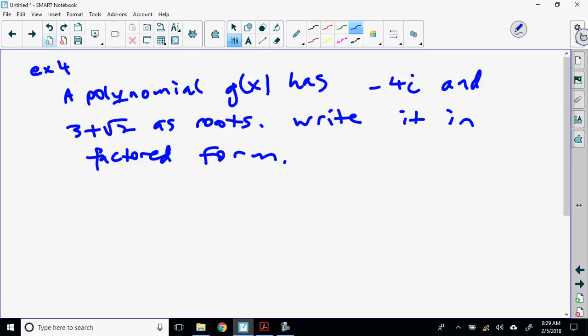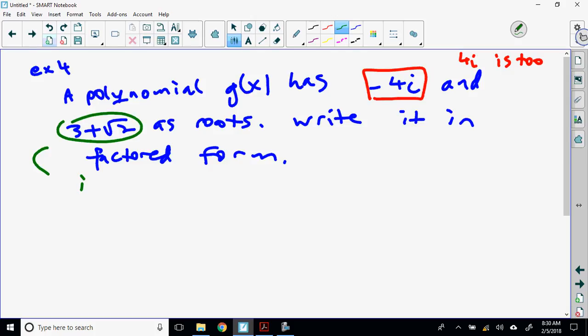Now, what's the degree of this thing going to have to be? Did you say 4? How'd you know? Both of them fall under the theorem. So because this negative 4i is a root, what is also? 4i is also. And because 3 plus rad 2 is, what else is? 3 minus rad 2 is also, right?